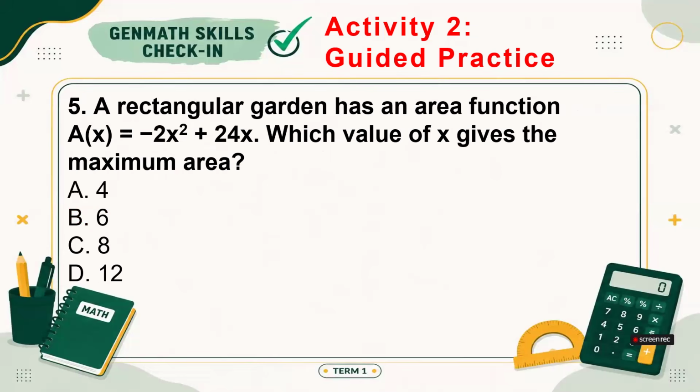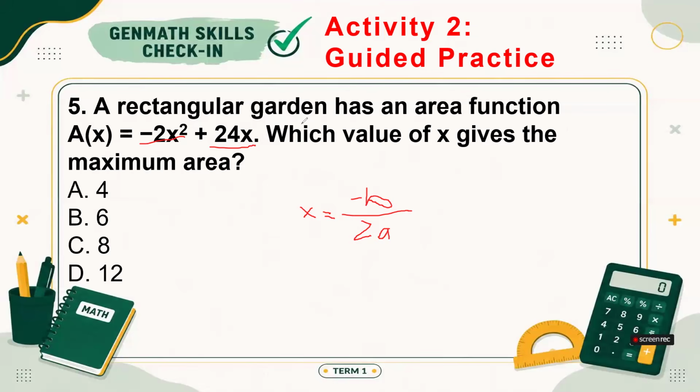So a rectangular garden has an area of negative 2x squared plus 24x. What value of x gives us the maximum area? What's again the formula? The formula is x equals negative b over 2a. So when you see the maximum, this is always the formula. And then remember, this is ax squared plus bx plus c. So we have no c here, but a is obviously negative 2 and b is 24.